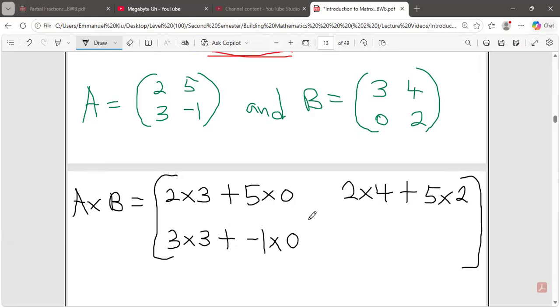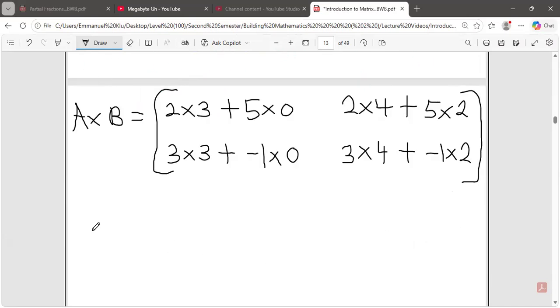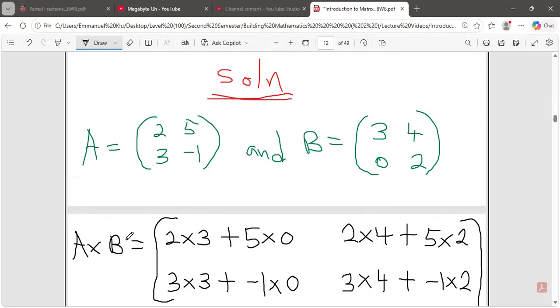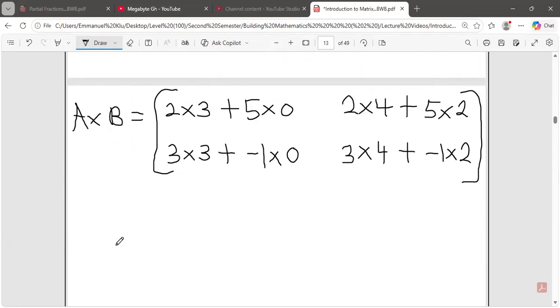Very good. Whatever has happened over there, this same 3 is going to multiply the 4, and this negative 1 will multiply the 2. So we are going to write 3 times 4 plus negative 1 times 2, just as you are seeing over there. From here, the rest is no more complex mathematics; it is more or less like core maths.